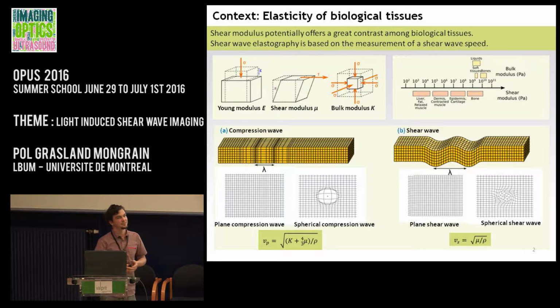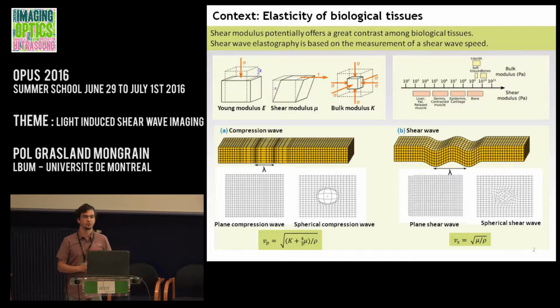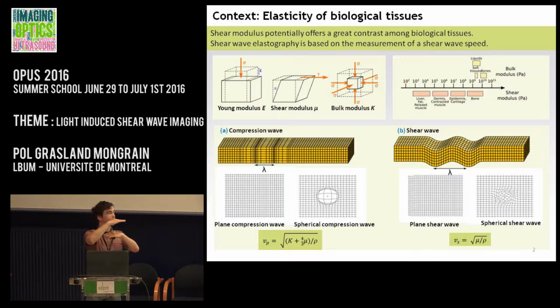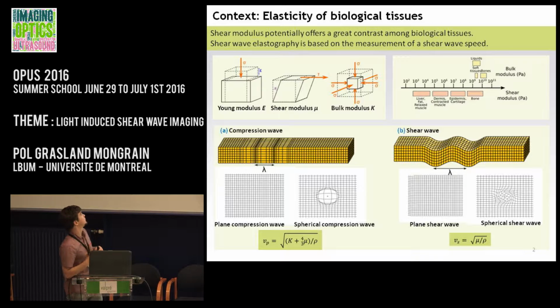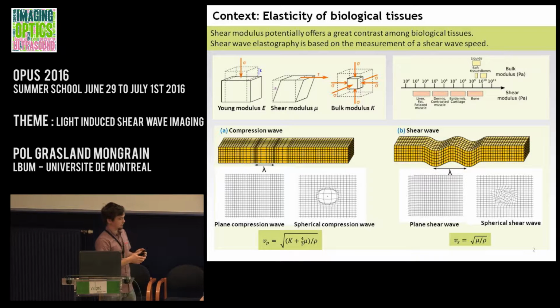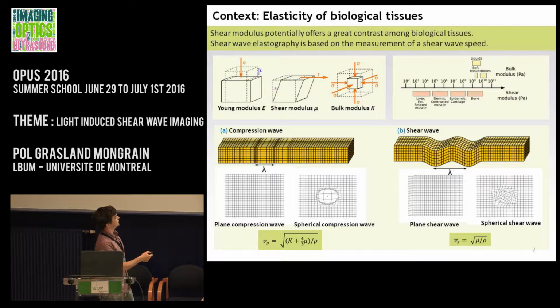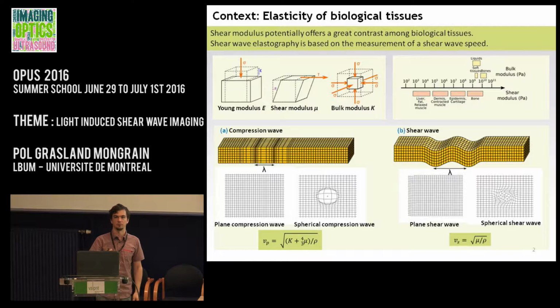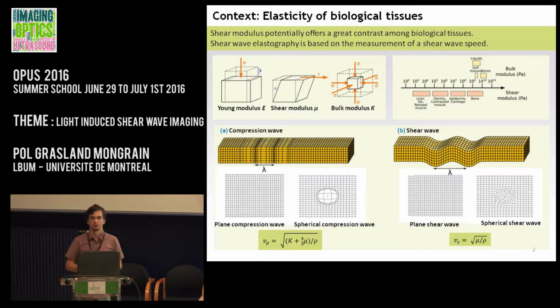The elasticity of biological tissue varies a lot among tissues, especially the shear modulus. The shear modulus corresponds to the deformation of a tissue when there is a strain, a force applied perpendicularly to the solid. And this modulus varies a lot among most biological tissue. So this is a parameter that many people try to measure.